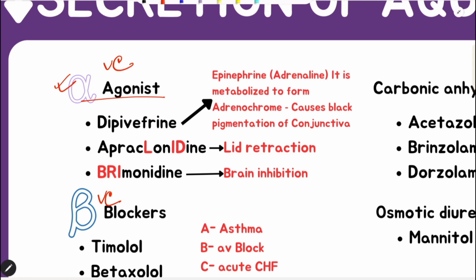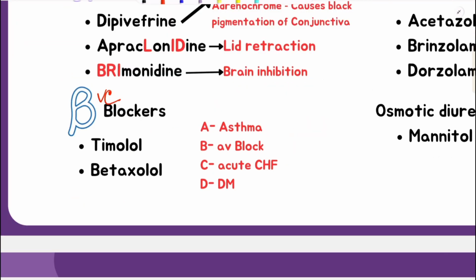And the drug dipivefrin is a prodrug. When it enters the circulation, it is converted into epinephrine or adrenaline. And when this adrenaline comes into contact with the air, it will produce adrenochrome, which causes black pigmentation of the conjunctiva.